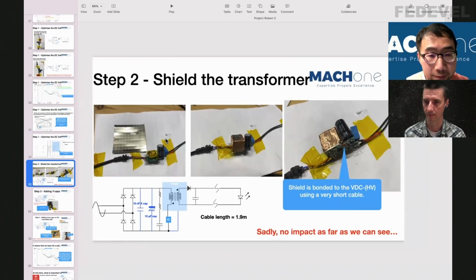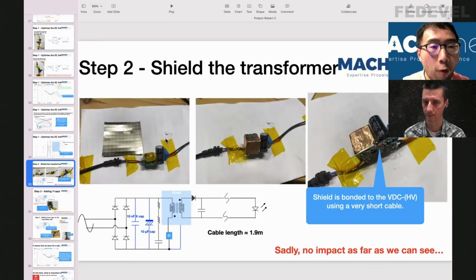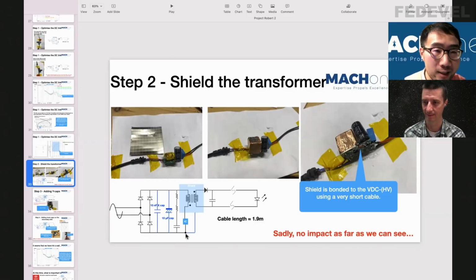And the second step is to shield the transformer. Okay. So as you can see here, I made a small shield and I put it on top of the transformer, and the shield, as I demonstrated here, needs to be bonded or grounded, as some people say, to the lowest impedance path. Because in this system, there's no real low impedance path because the layout is so bad. So we can only choose a relatively low impedance path, which is the negative VDC.